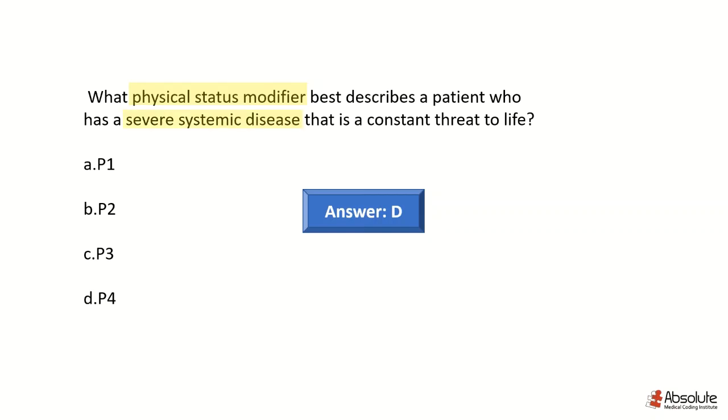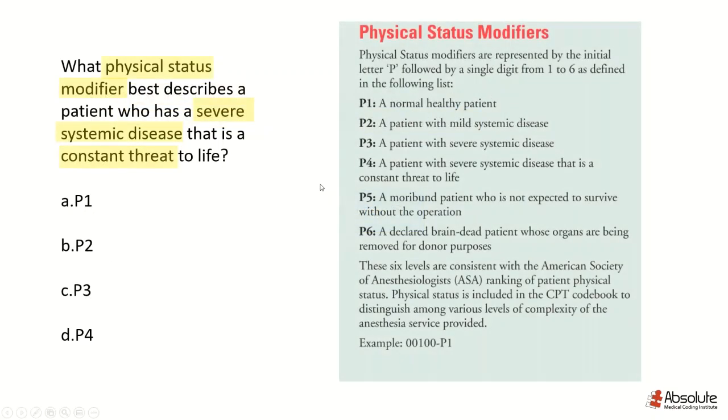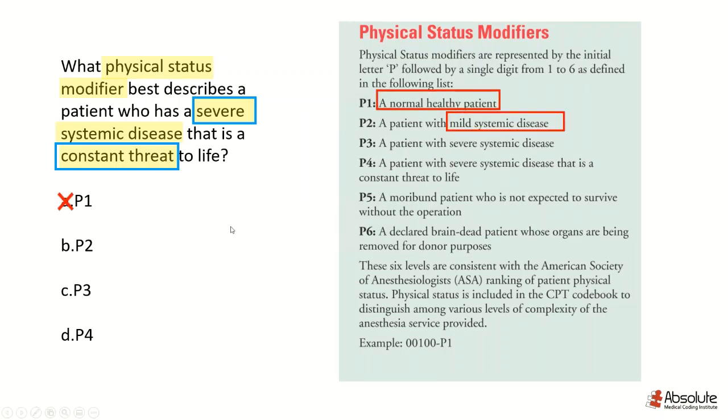So that physical status modifier, we've just got to remember severe systemic disease, constant threat to life. And boom, we take a look here, hone in on the severe and constant threat to life, and that gets you there. P1 is for a normal patient. P2 is for a patient with mild systemic disease. P3 is severe systemic disease, and P4 is severe systemic disease, constant threat to life.